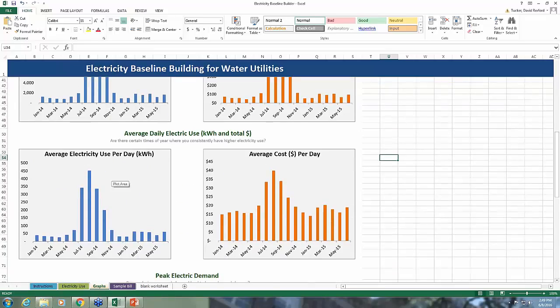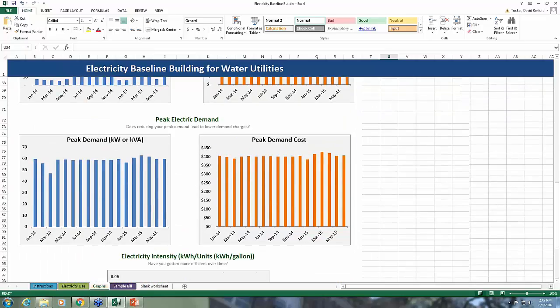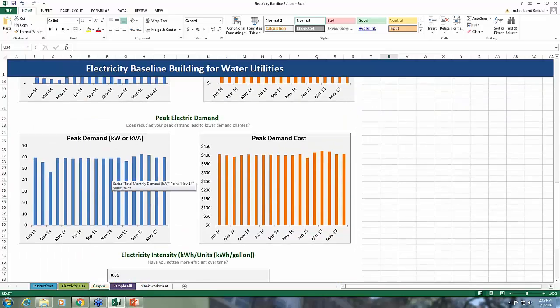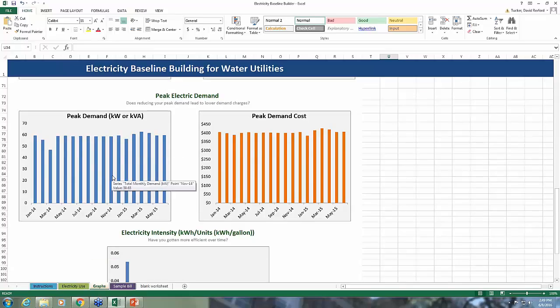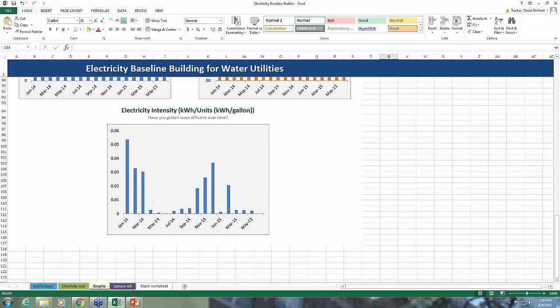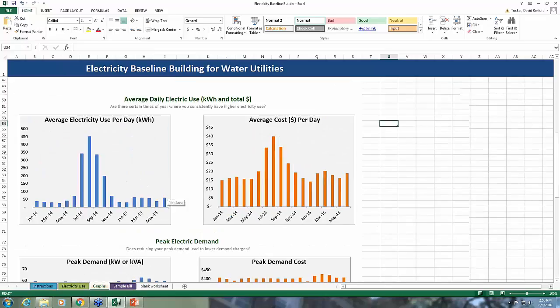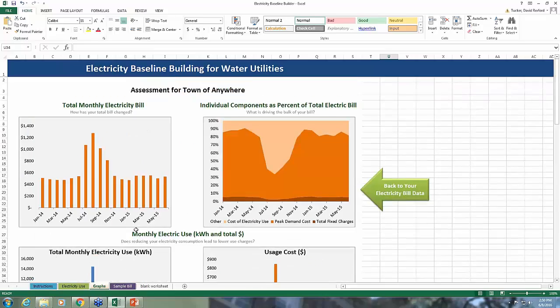Here we have the same except in terms of average daily use, so it's per day. Peak electric demand, if you've input anything for demand charges. And then we have at the bottom here electric intensity. And we're going to get to some questions in just a minute here.